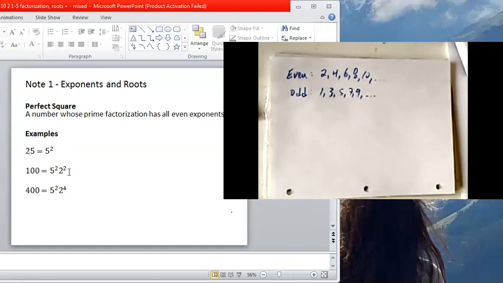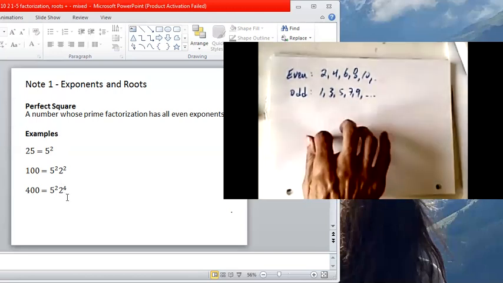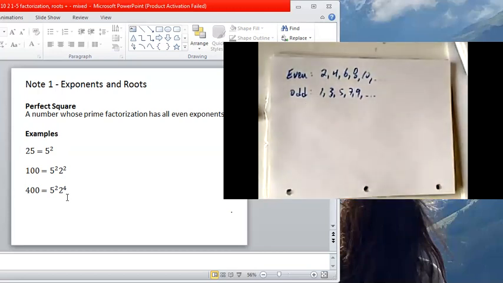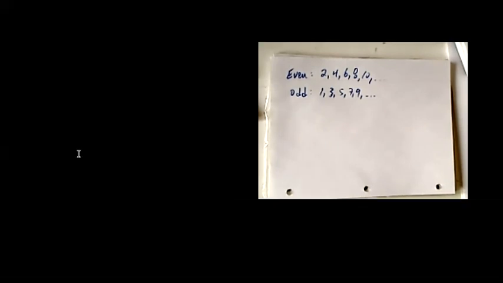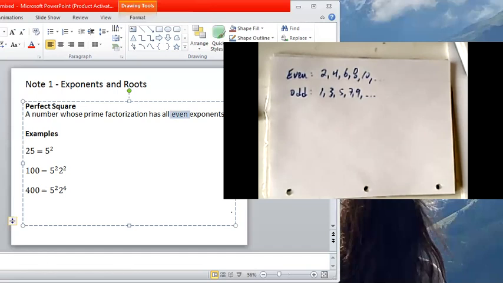100, we worked on this before. 400, that's new, but you do the prime factorization, tree or repeated division, and you can get this prime factorization. Notice usually the small number is first. I think just for typing it ended up this way. Not wrong, but just kind of weird looking. But importantly, perfect squares have even exponents. These are all multiples of 2.